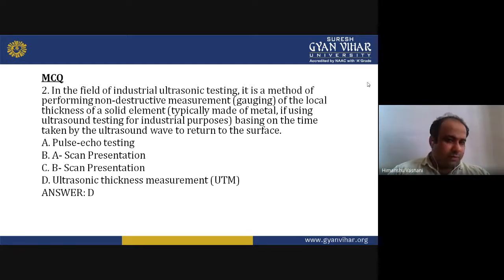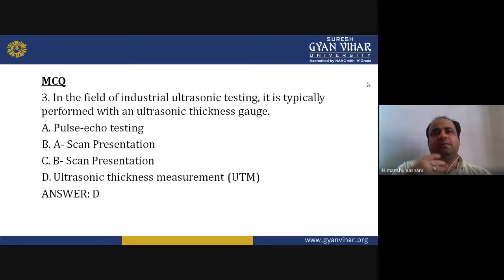Okay, I repeat and understand the system. It's in the field of industrial ultrasonic testing. It is a method of performing non-destructive measurement. Now the term measurement is coming. And obviously gauging is there of the local thickness of a solid element, typically made of metal. It's using ultrasound testing for industrial purposes, basing on the time taken by the ultrasound wave to return to the surface. So what do we call this? We call this ultrasonic thickness measurement. It is very interpretable with the statement also. In the field of industrial ultrasonic testing, it is typically performed with an ultrasonic thickness gauge. So if a gauge is there, some measurement will be done, as we just discussed in the last question also. So thickness measurement or some measurement is there, and if measurement is there, then ultrasonic thickness measurement is the answer.